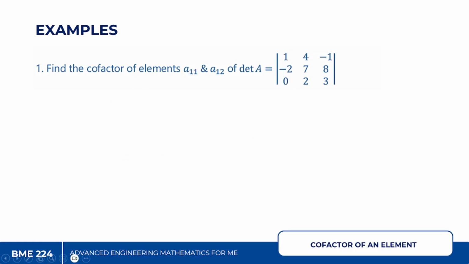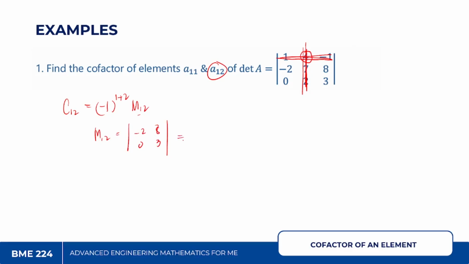How about naman for A12? So the element A12 has a cofactor of C12. That is negative 1, 1 plus 2. Okay, then kukunin natin yung minor ng 1, 2. Saan naman yung 1, 2? Row 1, column 2. Ito yun. Then, cross out yung intersection niya. Ito na yan. So, may matitira na M12 would be equal to what? Negative 2, 8, 0, tsaka 3.